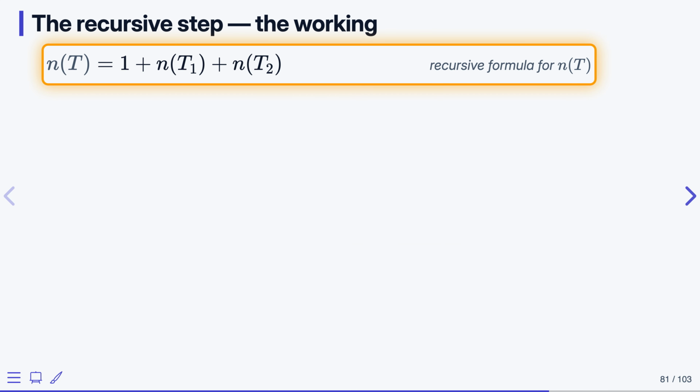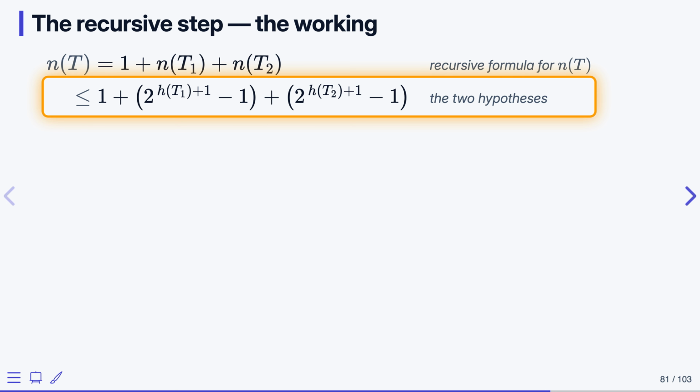We start from the vertex count. N of t equals 1 plus the vertices of the left subtree plus the vertices of the right subtree. Step 1. Replace each subtree count by its assumed bound. The plus 1 at the front cancels one of the two minus 1s, so a single minus 1 is left.